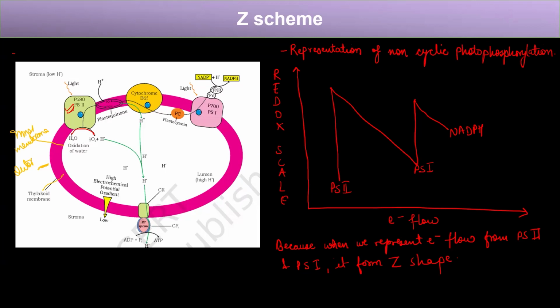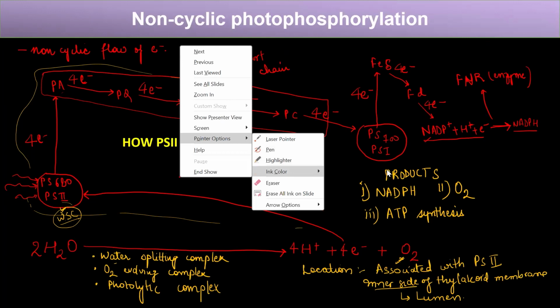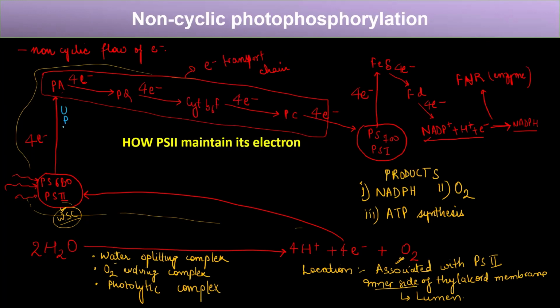Now, one important thing that I forgot. Here, this movement from PS2 to PA is known as uphill movement. Why? Because for going up we need energy. So here energy in the form of light is required.